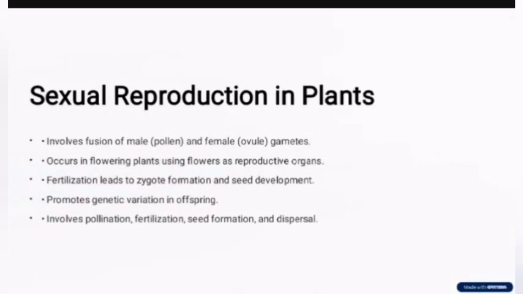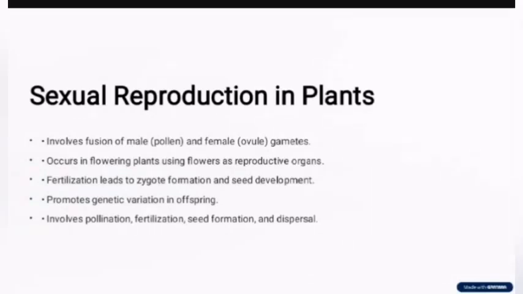Sexual reproduction in plants involves the fusion of what? Male and female gametes. Now, what are the male and female gametes? The male gamete in plants is called the pollen grain. The female gamete in plants is called the ovule. So this leads us to what is called pollination: transfer of pollen grain from the anther to the stigma of the plant.